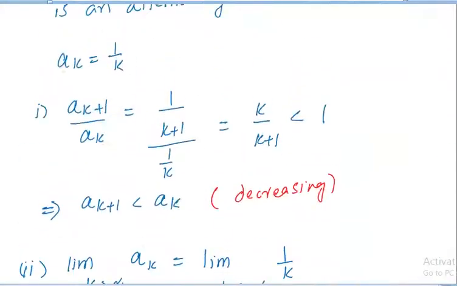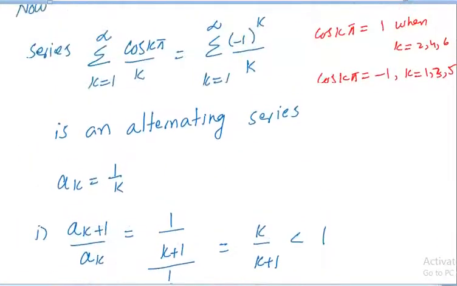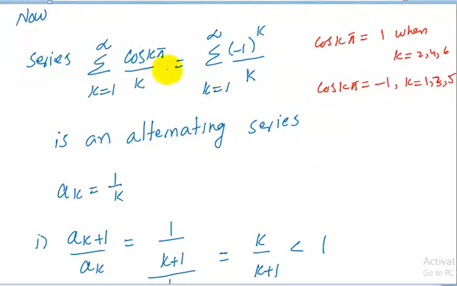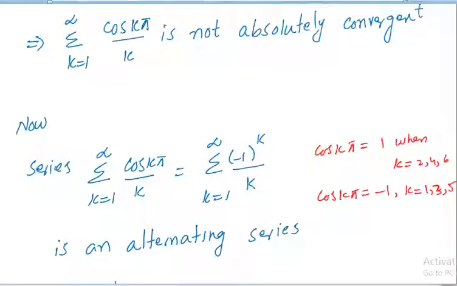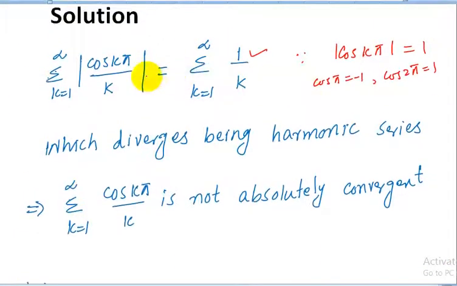So in this case the series becomes an alternating harmonic series. The alternating harmonic series is convergent, but when we take the modulus of this series it becomes the harmonic series, and the harmonic series is divergent. So remember, the alternating harmonic series is convergent, but the harmonic series is divergent.